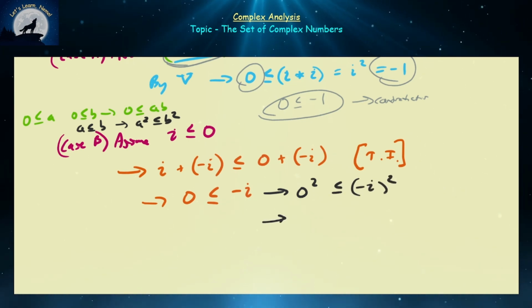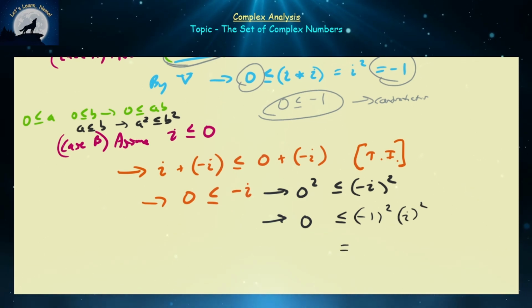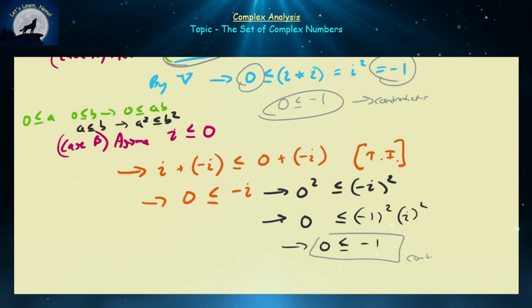So what is 0 squared? Well, 0 squared will be equal to 0, which is less than or equal to minus 1 squared times i squared by properties of exponents, and that's going to be equal to what? So we have 0 is less than or equal to minus 1 squared, which is 1, times i squared, which is minus 1. So we have this same contradiction, right? So we have a contradiction, which means that i is not less than or equal to 0, right?